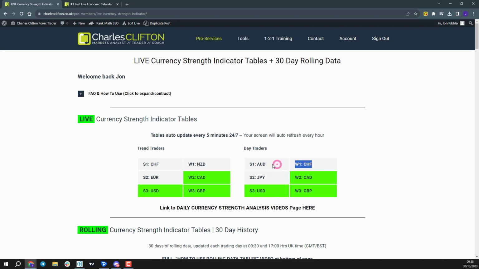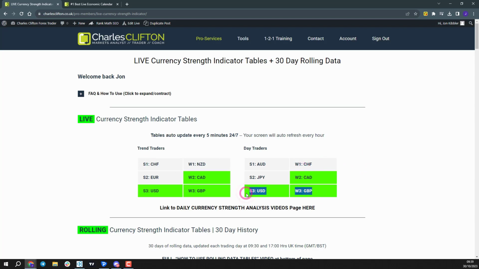What it is telling us is that we should be looking for longs on Aussie Swiss potentially, Swiss franc being one of the weaker currencies. It was one of the strongest. Aussie Swiss could be something interesting to watch. To be honest, I haven't even looked at the Aussie Swiss chart, so maybe we can do that together.